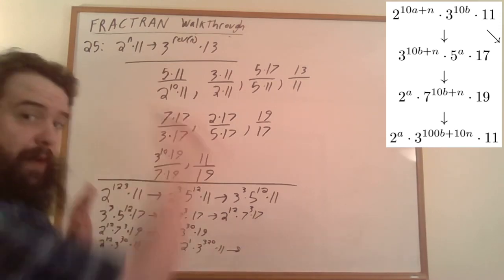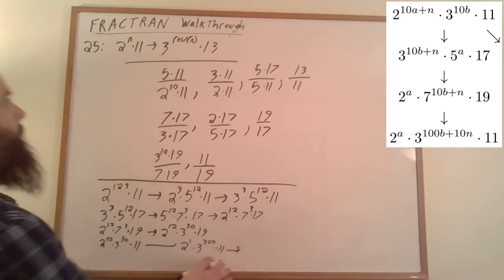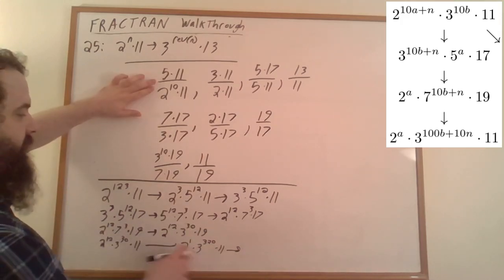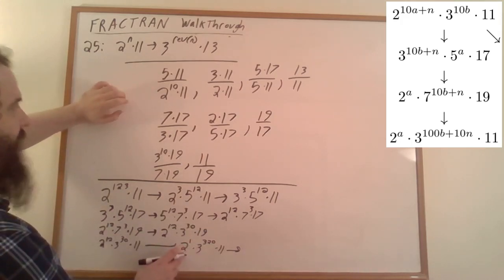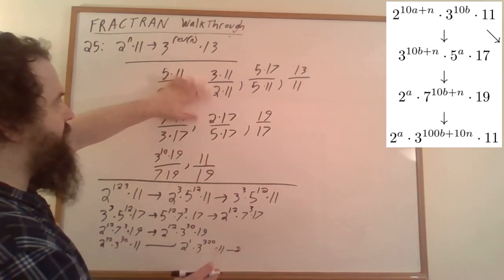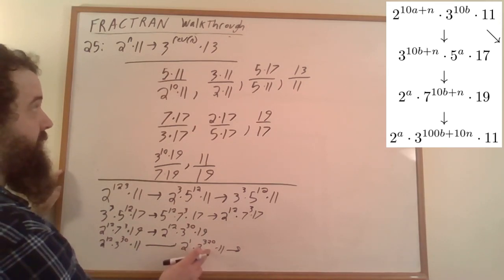Now let's follow what happens next after this stage here. We can't apply this fraction because there aren't at least 10 counters in the 2's register. We can apply this fraction here that's going to move that last counter from the 2's register into the 3's register.